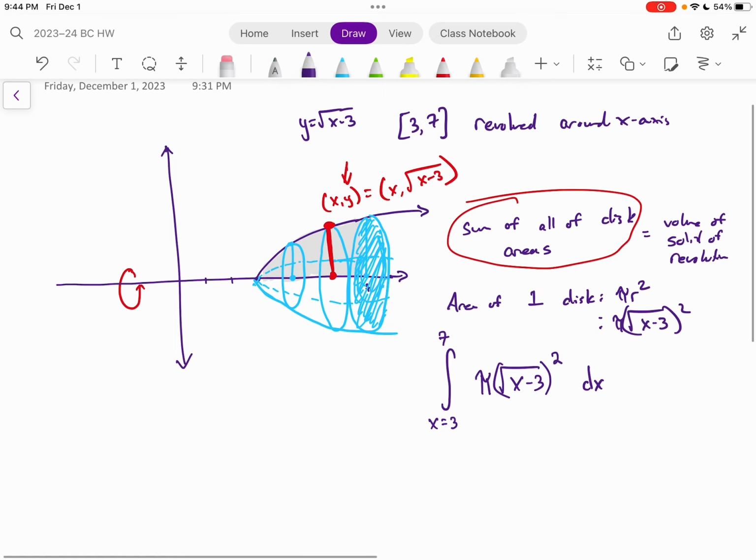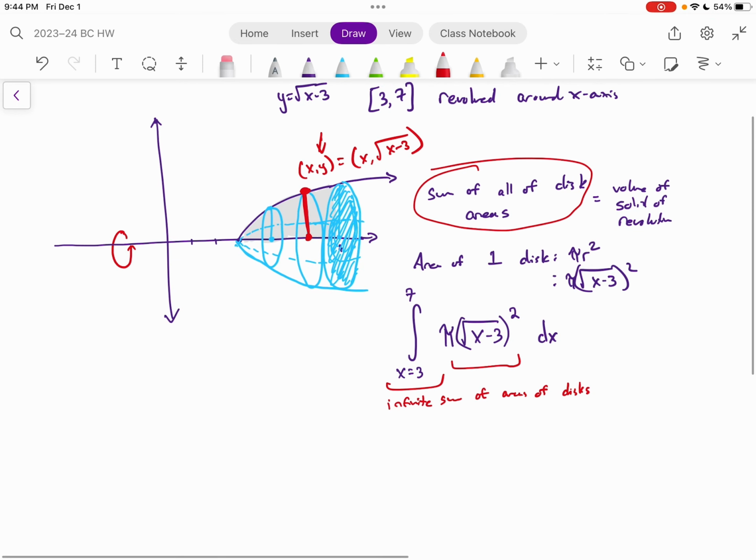So again, this says infinite sum, of our areas of disks. My areas of my disks. So we have an infinite sum of the areas of our disks. We can take a pi out here, and we get the integral from 3 to 7 of x minus 3 dx, which is kind of a weird thing. You'd think this would be way trickier, but it is not.